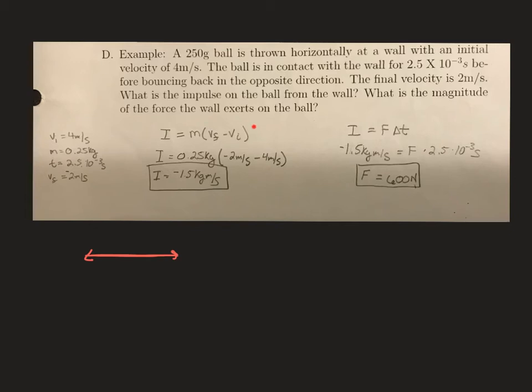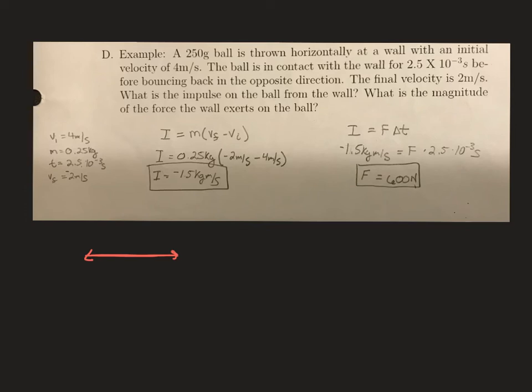Alright, so we've written our formula down here. Now the mass, we have to remember to convert the mass from grams into kilograms by dividing by 1,000. So we plug in our mass, and that is going to give us then times the quantity negative 2 meters per second minus 4 meters per second. And that gives us an impulse of negative 1.5 kilogram meters per second.